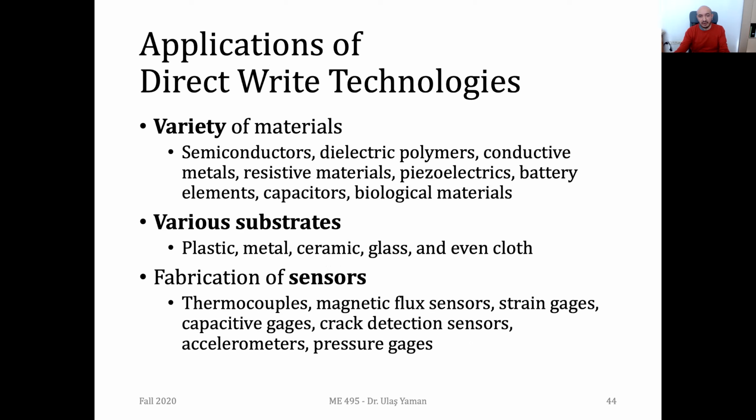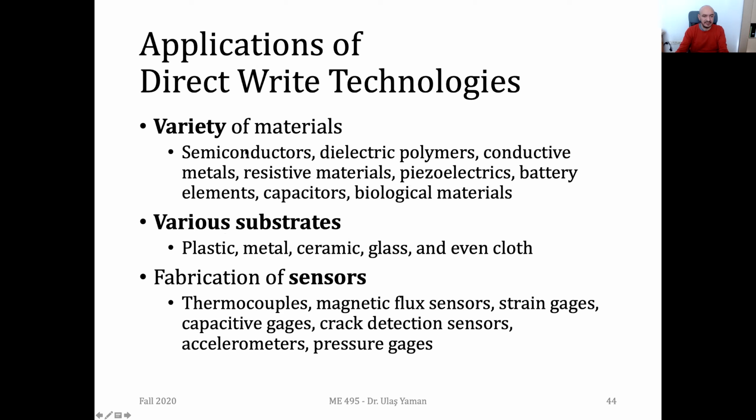So where can we use all these direct write technologies? We have covered all of them. There were 6 different types of direct write technologies. Their main properties are that we can use several types of materials. We can even print resistors, capacitors, some sensors, batteries. They are all possible with these technologies. You can even deposit living cells. Live cells can be deposited. And another thing, you can use various substrates. The initial material might be plastic, metal, or even cloth.